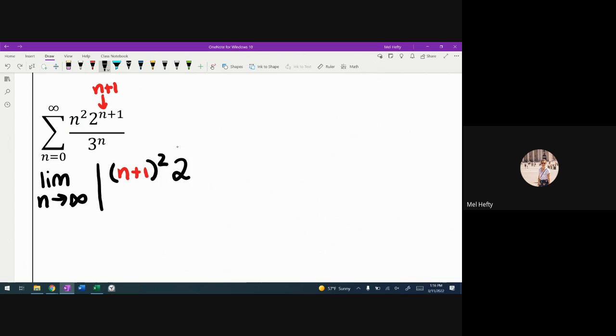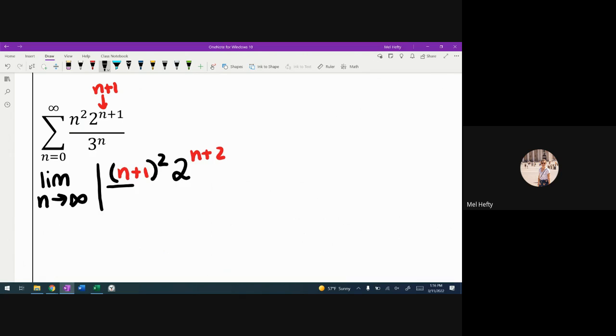The only time it would be different is if it were like 2 to the 2n plus 1. You'd be doing 2 to the 2 times n plus 1 plus 1. So if you had multiplying, it would get a little bit weird, but usually you're just adding. All right. n plus 2.